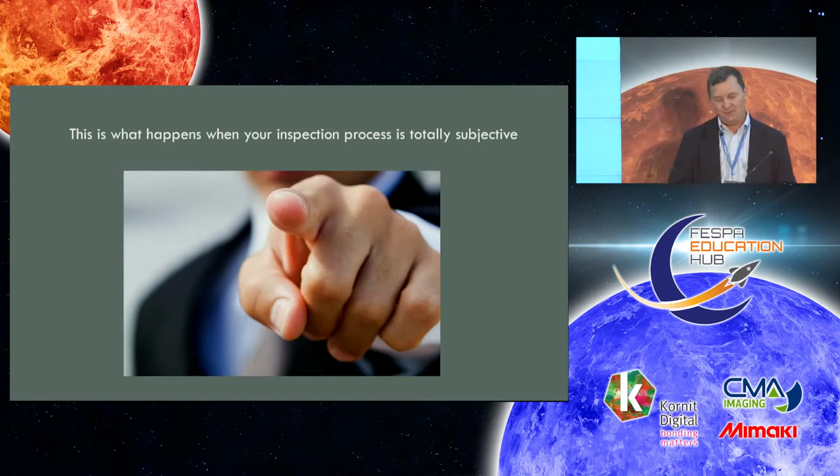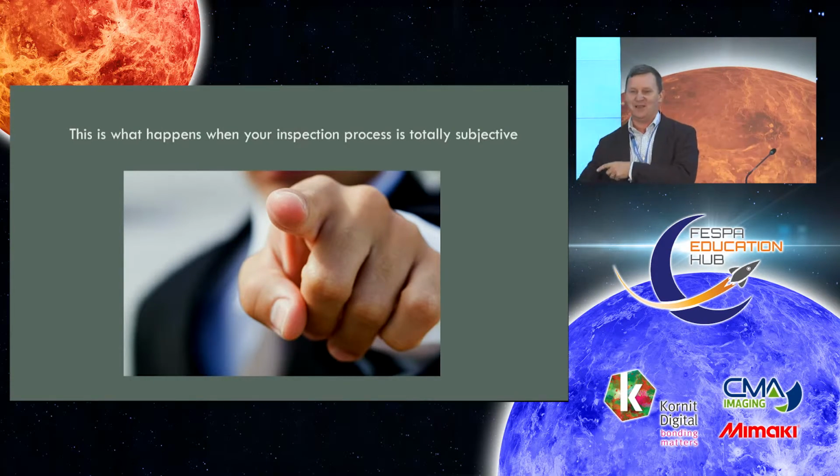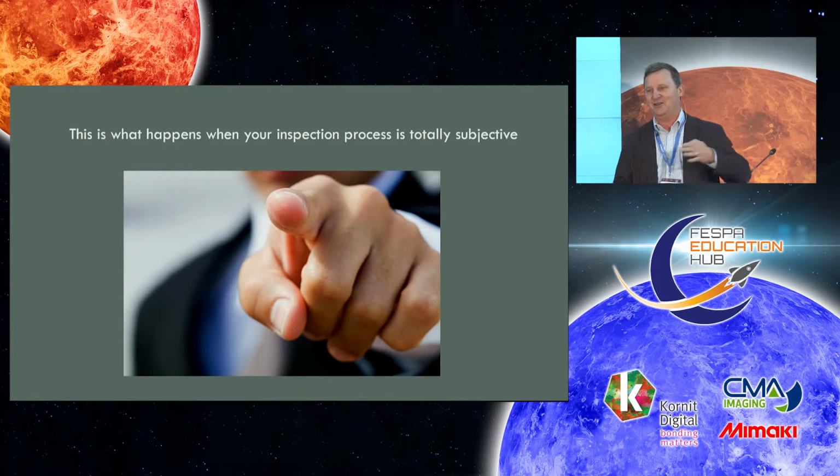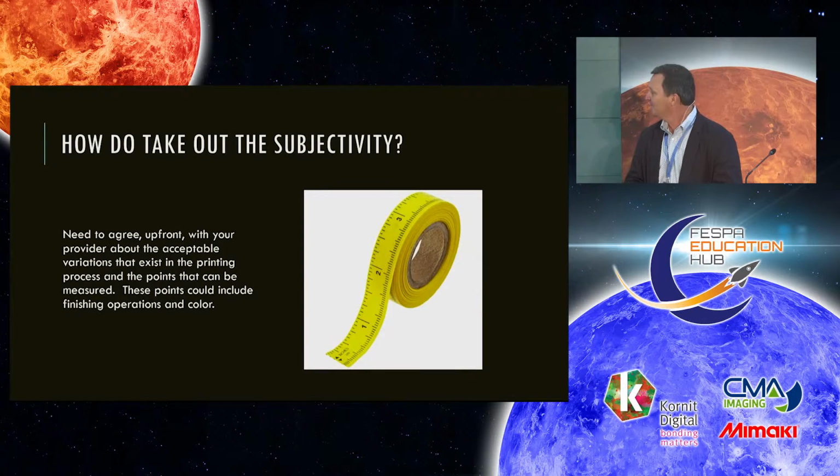So what happens if we lay all our items out and our inspection process is totally subjective? What happens is everybody starts pointing at everybody. That's your fault, you didn't give me the spec on this, sewing didn't know, or printing didn't know. So how do we take the subjectivity out of our printing and inspecting process?